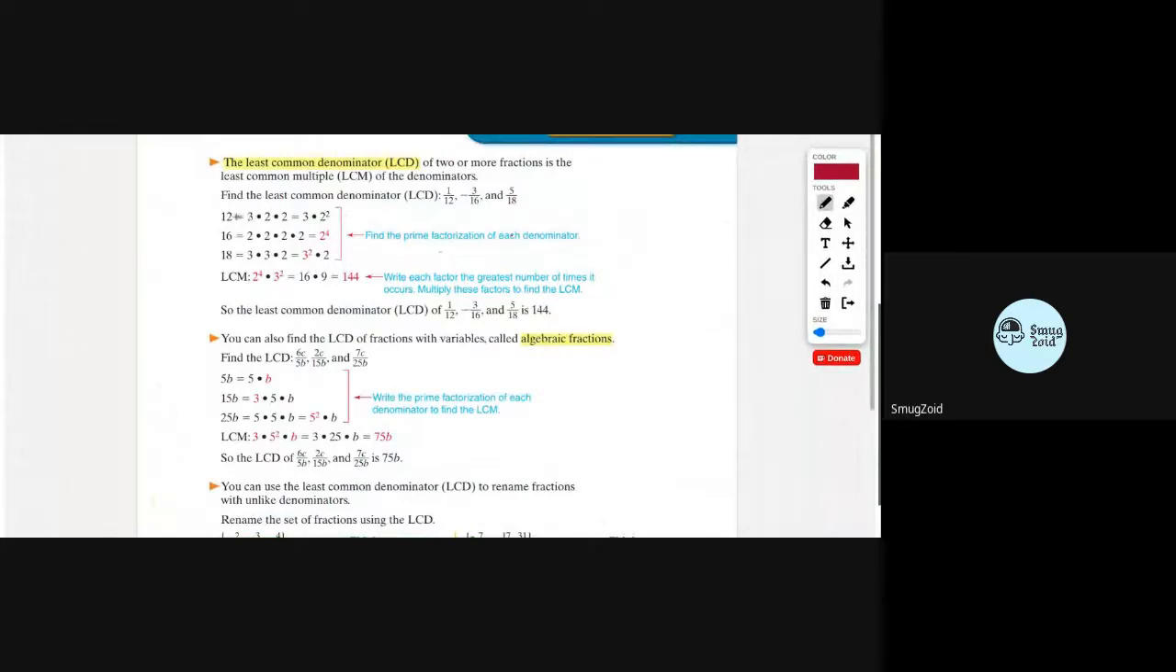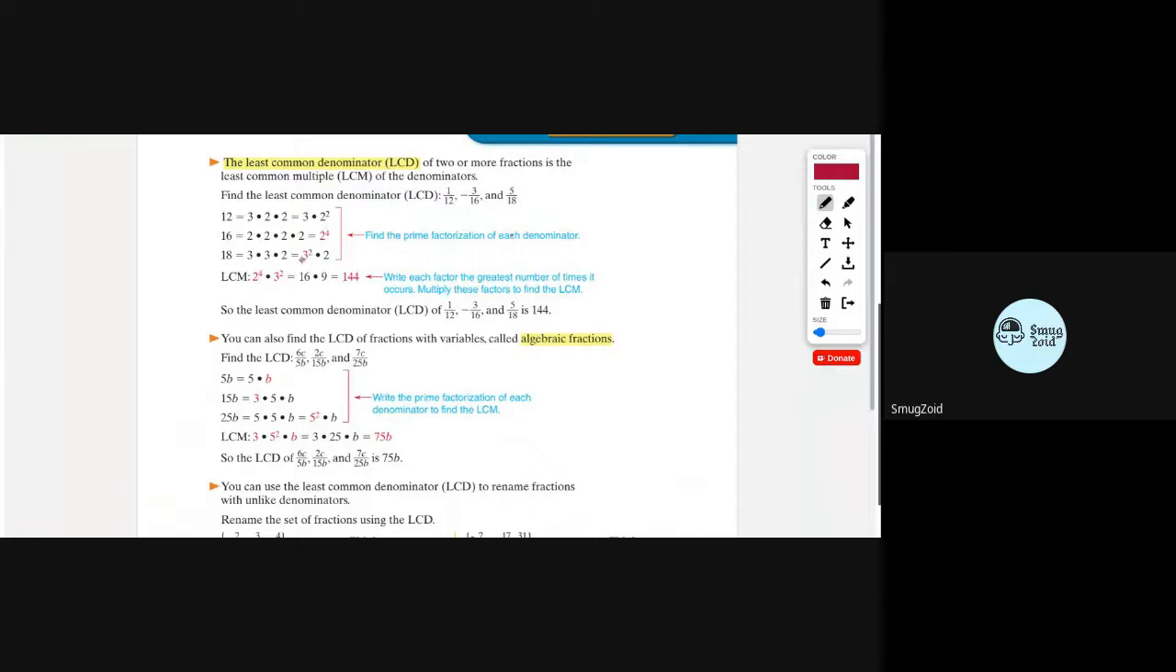Anyways, looking at the way this is, 12 is 3 times 2 times 2. 16 is 2 times 2 times 2 times 2, that's 2 to the 4th. And 18 is 3 times 3 times 2. So the end product of this is you have to cover the highest multiples of each one of these things. For the 2's, obviously 2 raised to the 4th would be the winner.